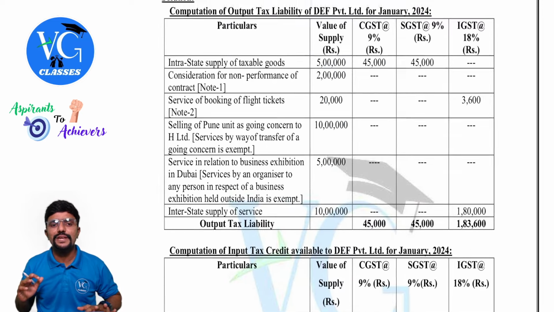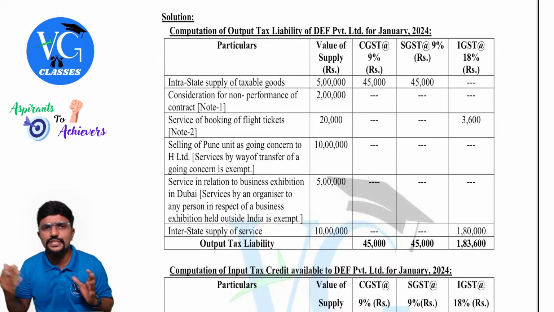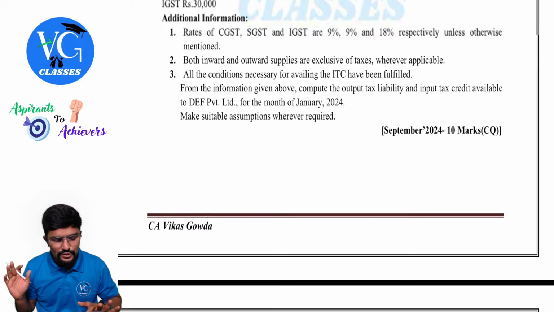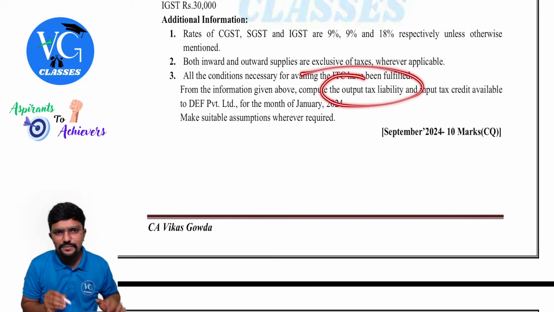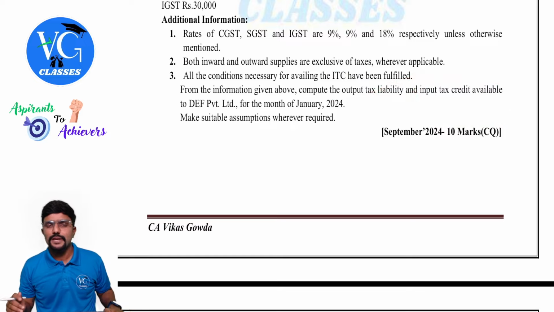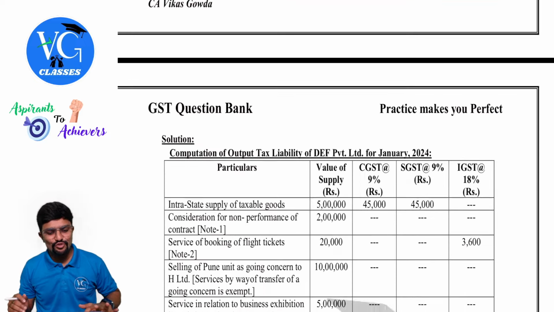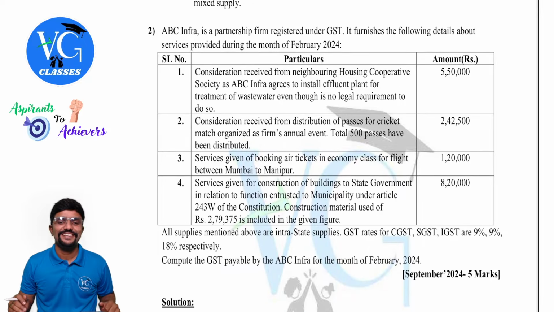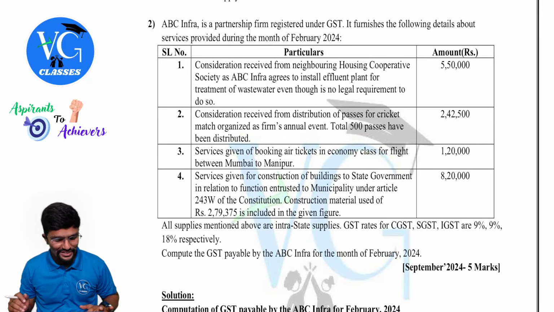Sir, what about the utilization of credit? How much GST should I pay after utilization of credit? They have not asked. You can observe, I will just show it once again. Compute output tax liability, we have done in the first calculation. Then input tax credit available. That's all. So 10 marks you guys have put in your pocket. Let us move towards the second question, guys.